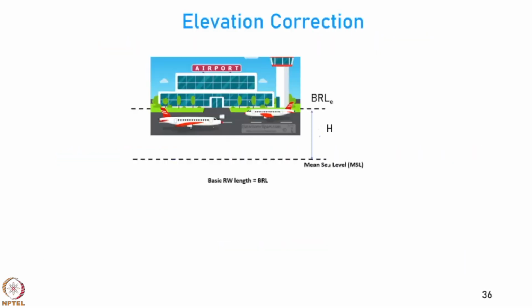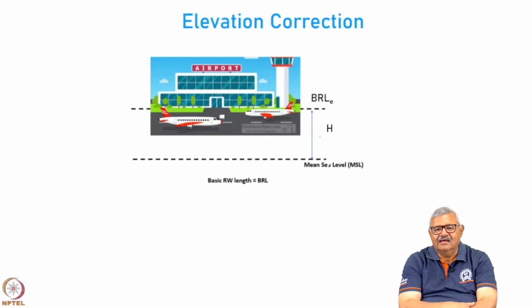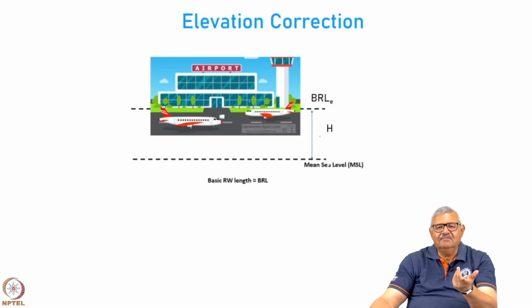So, let us see. Here is an example of an airport which is above the mean sea level at an altitude h. So, the basic runway length at mean sea level is BRL, and BRL subscript E is the basic runway length required because of elevation. BRL E will be always more than BRL. Because any height above the mean sea level definitely makes you require a larger runway.